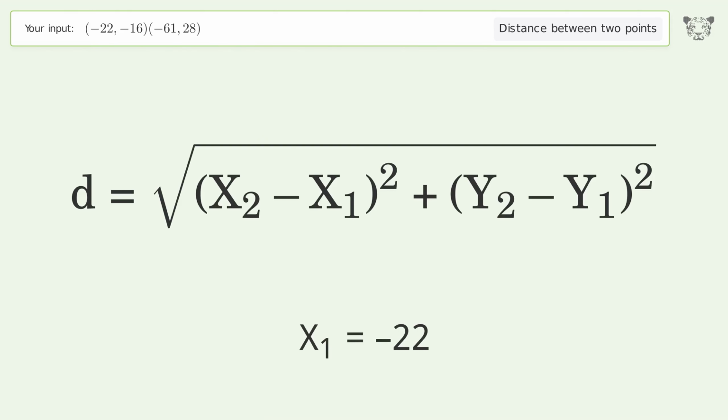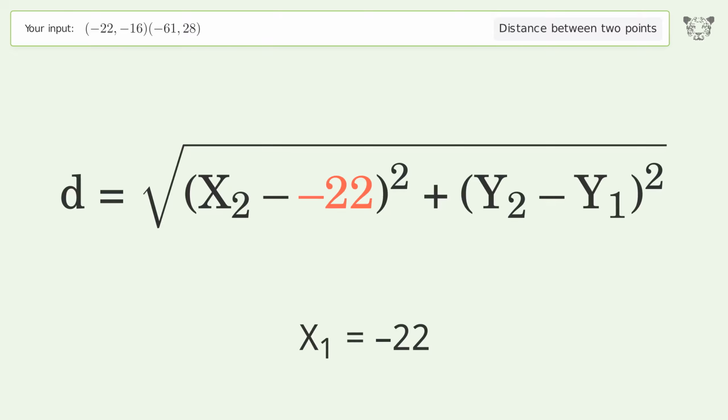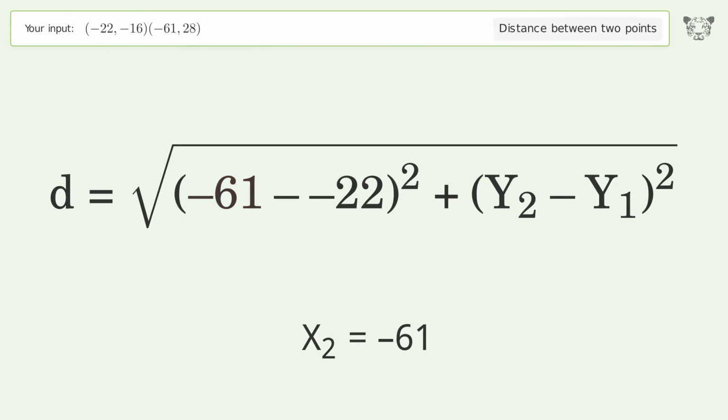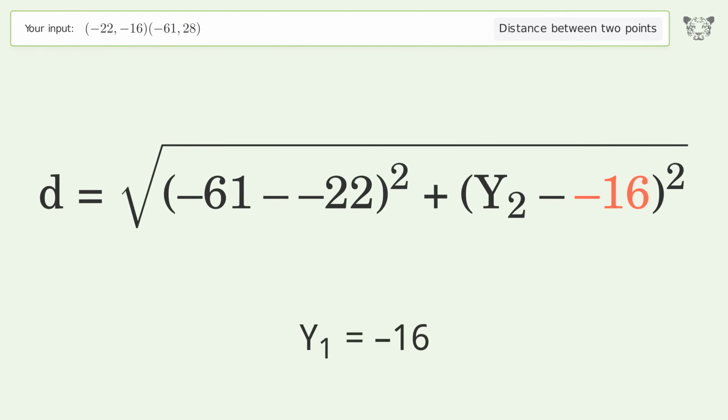x1 equals -22. x2 equals -61. y1 equals -16. y2 equals 28.